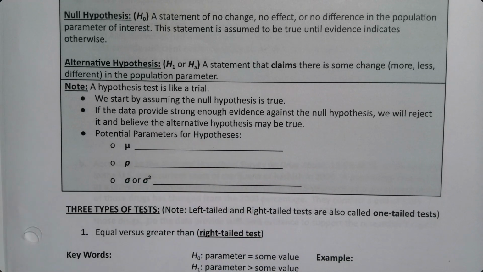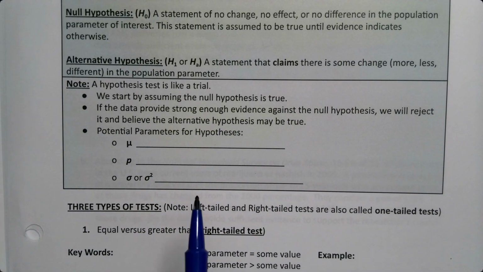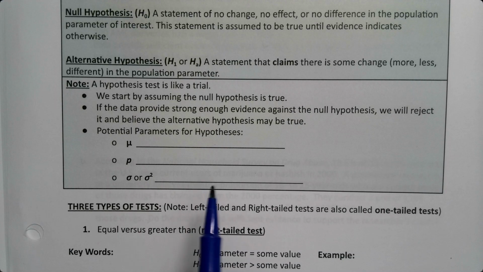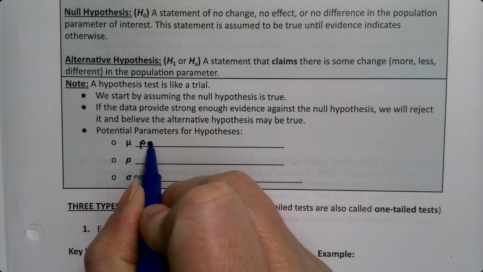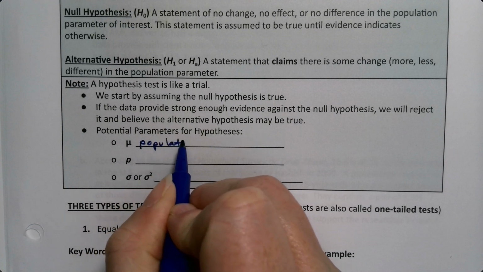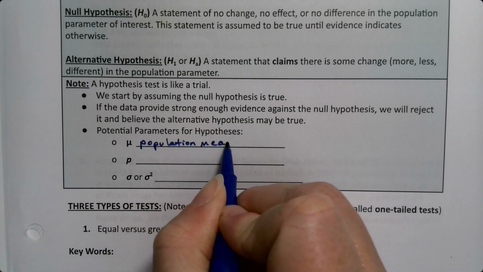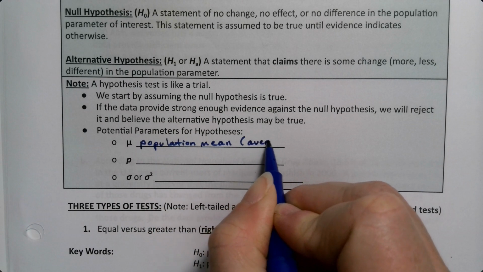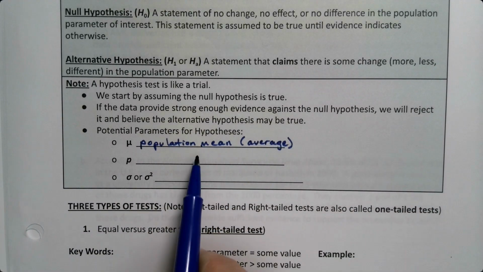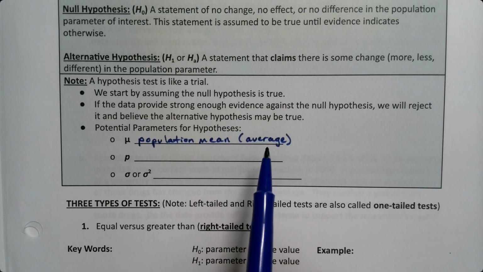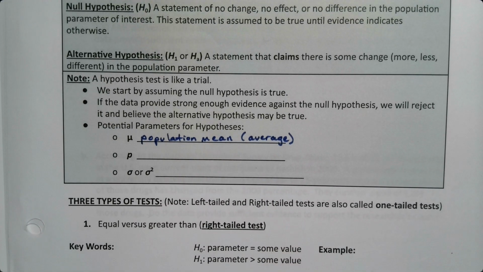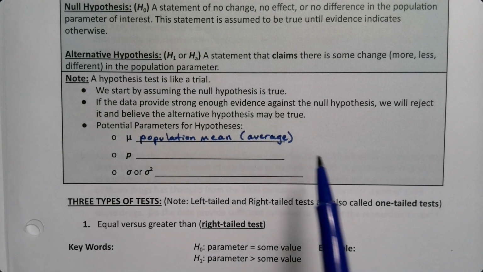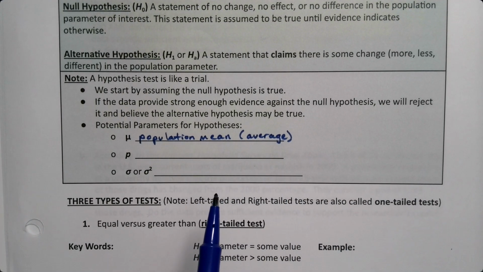All right, now there's 4 potential parameters that we can work with. There's the population average, right, or mean, right? That's mu. That's a Greek letter. It stands for population mean. And of course, we learned that often the word mean is changed with the word average, interchangeable. It's not technically correct. There's lots of averages, but that's the word that gets used a lot.